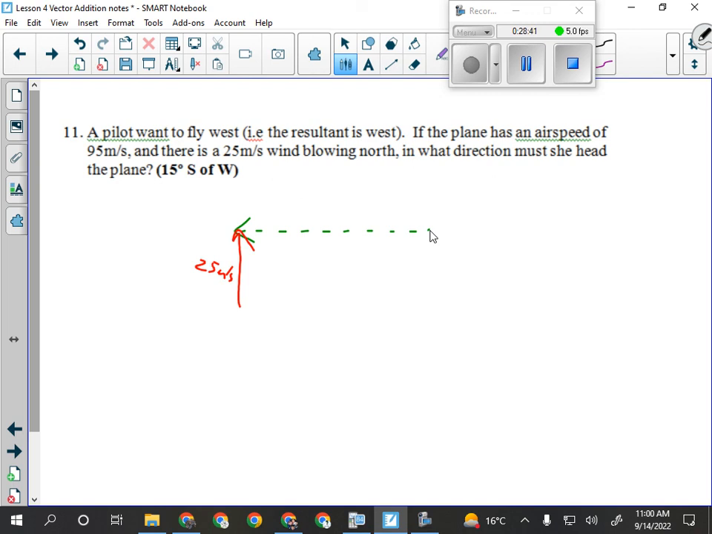So if I want to end up going due west and there's a northerly wind, I have to fly southwest so that the wind blows the plane back to due west. So this line is my 95 meters per second, and then this would be my heading, and that'll end up being 15 degrees south of west. It's a tricky draw, for sure.